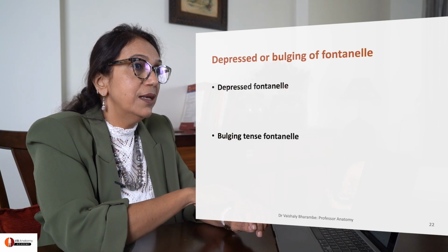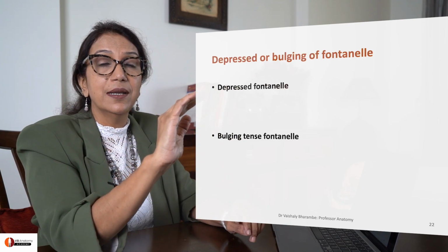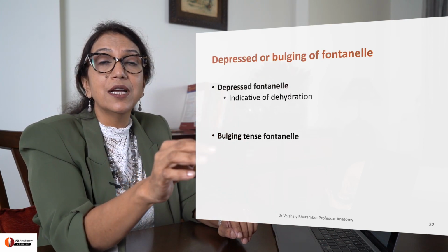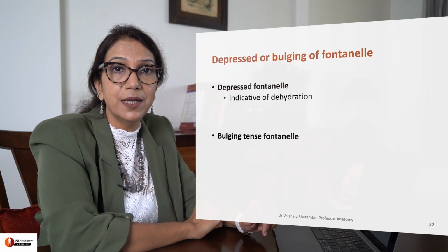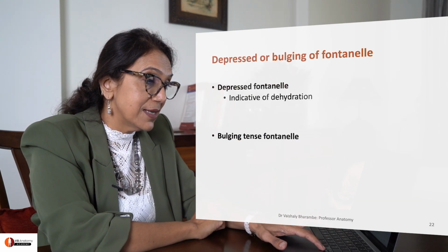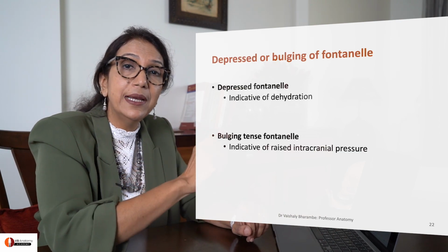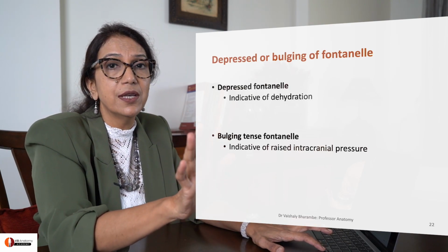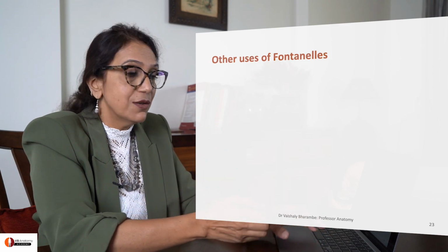Let's go to the next one. You have a baby who has come to you with a depressed fontanelle. If the fontanelle is depressed, it indicates that the child is dehydrated. You can have a child with a bulging, tense fontanelle. What does this indicate? Yes, it indicates raised intracranial tension and something has to be quickly done about this child. Some reason is causing the intracranial pressure to rise. Right, there are other uses of fontanelles.